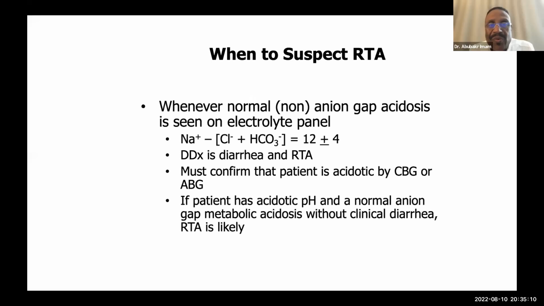Okay, so when to suspect renal tubular acidosis? Whenever I have a normal anion gap metabolic acidosis, you look at your sodium minus chloride plus bicarbonate. If it is 12 plus or minus 4, in other words, any number below 16, let me just put it simply: any number below 16. If it's more than 16, then there is an anion gap. If it's less than 16, you have a normal anion gap.